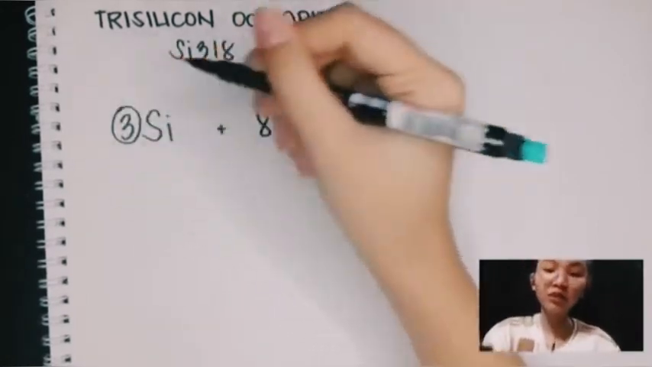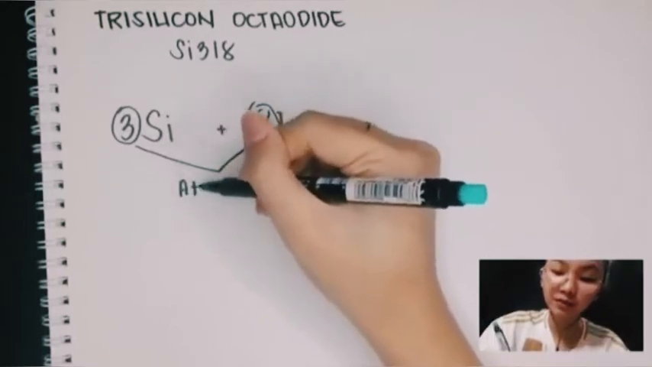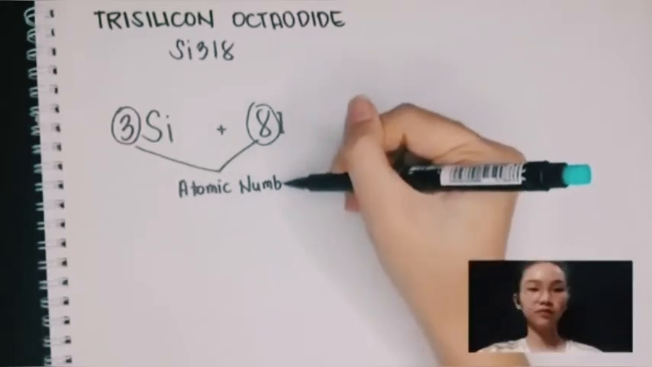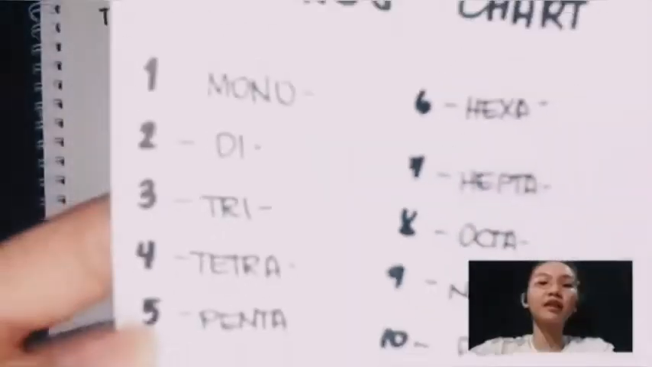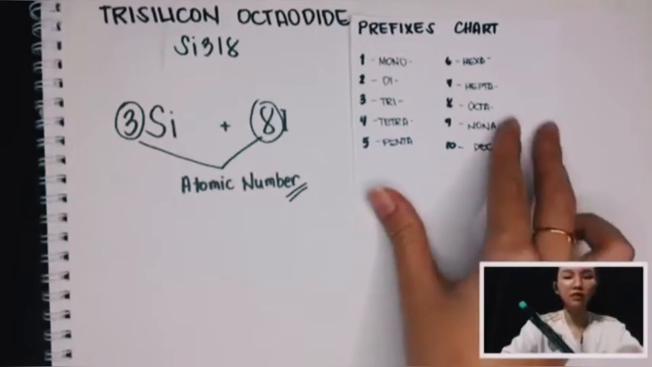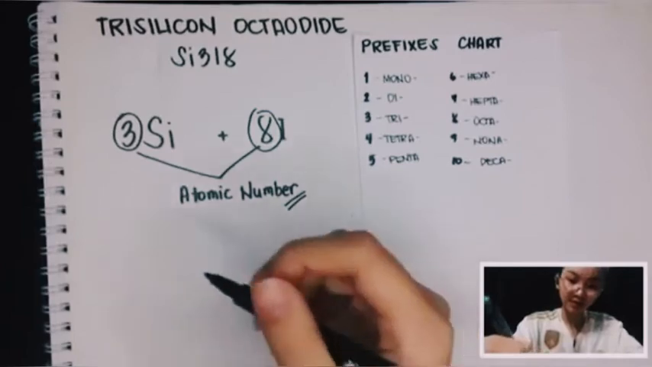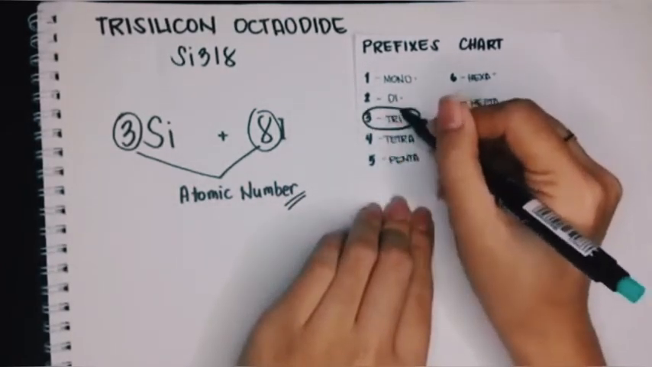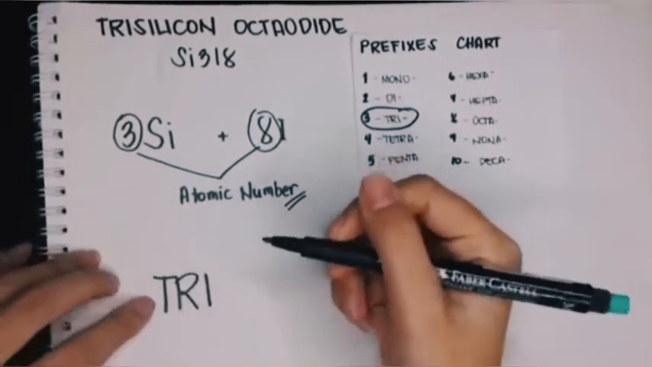Second step, we will now base on the atomic number right beside the 2 elements. So I have provided here a prefix chart that indicates the number of each element in a compound. We will now get the prefix of both elements. In naming the binary covalent compound, we will find the prefix number 3, or also called tri, and write it right beside the first element, which is the silicon, just like this.